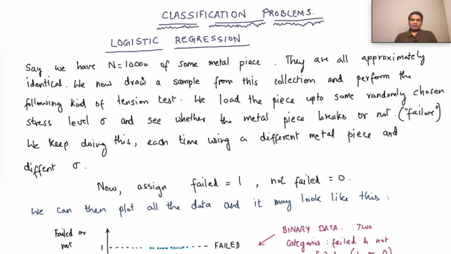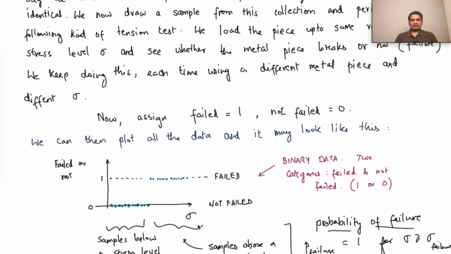Okay, so let's first look at an example that's now motivated by mechanics. Imagine you have a metal piece, maybe a sample that you would use in a tension test of a material, right? And let's say you have 10,000 versions of this piece. They're all approximately identical. And now we draw a sample from this collection, and then you perform the following kind of tension test. It's kind of a weird tension test, maybe not quite traditional. But let's go with this. I'm just trying to provide a motivating example for the kinds of data that we will have.